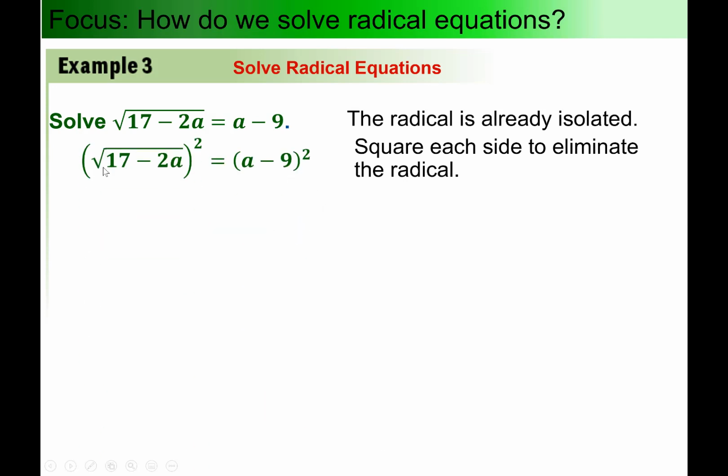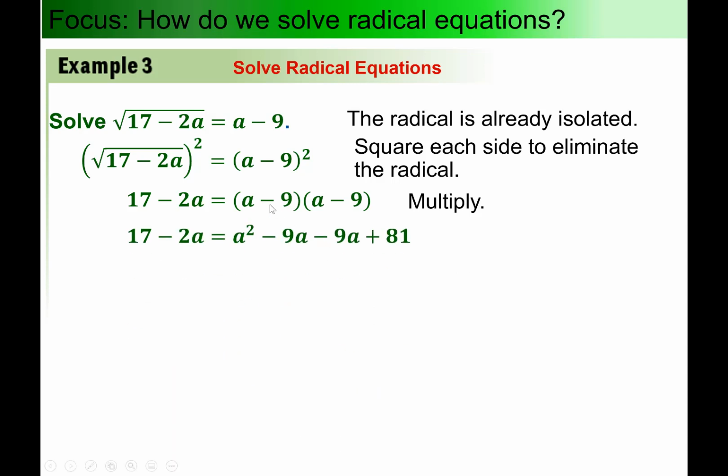So here when we square, the square root will cancel out by the squared. And now we have to square the quantity of a minus 9. Remember, that means we need to multiply the quantity of a minus 9 by itself. So here we're going to use the distributive property to multiply the quantity of a minus 9 times the quantity of a minus 9. So we get a times a is a squared, a times -9 is -9a, -9 times a is -9a, and -9 times -9 is positive 81.